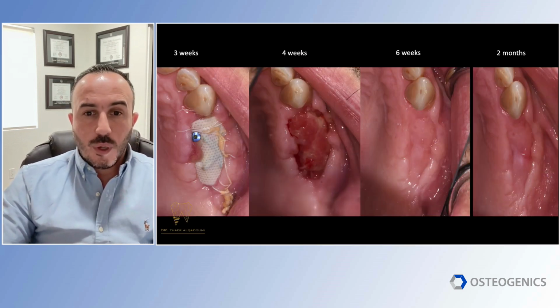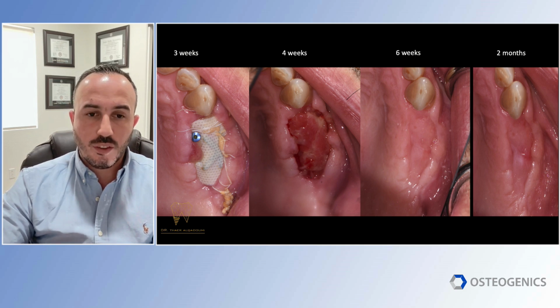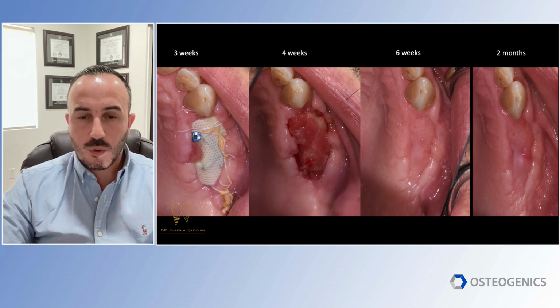So the patient comes back at 3 weeks. So I see that. And I was happy because I love to have complications. That's how I learn. But then I noticed that during 1 week, 2 weeks, 3 weeks, the tissue was retracting more. So I decided, you know what, I'm just going to treat it like a cytoplast membrane and just remove it at 4 weeks. And I removed it at 4 weeks, and this is what I found.